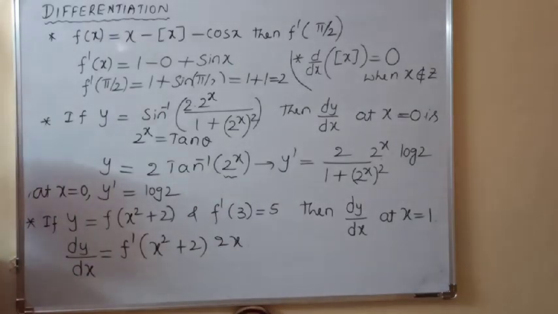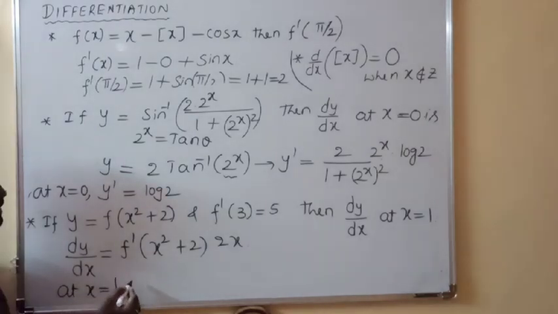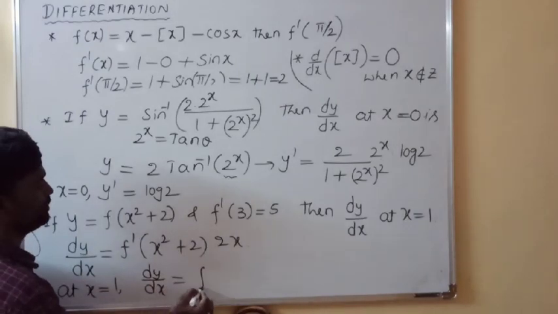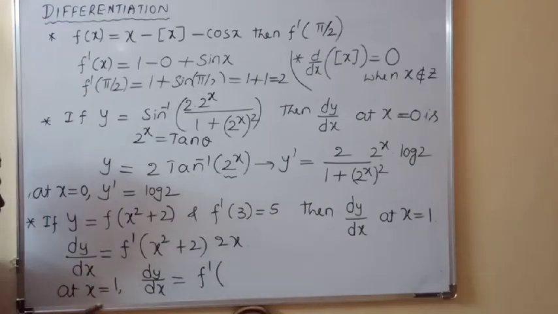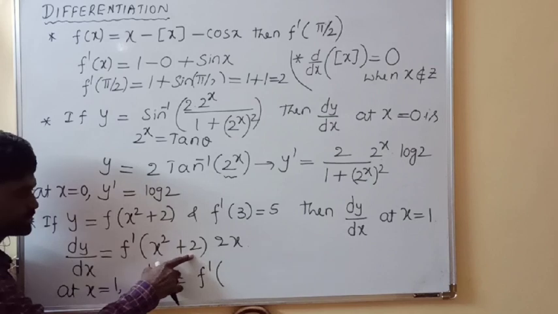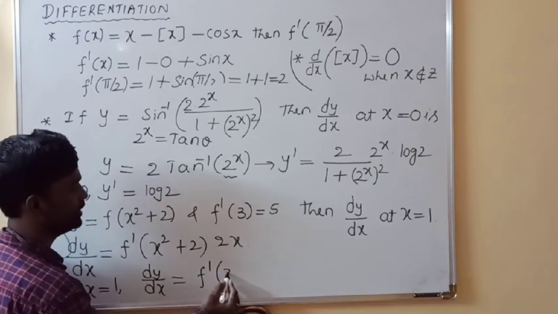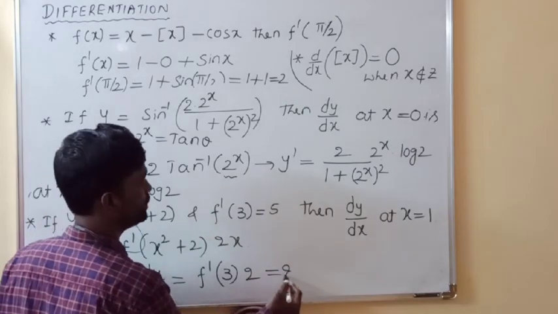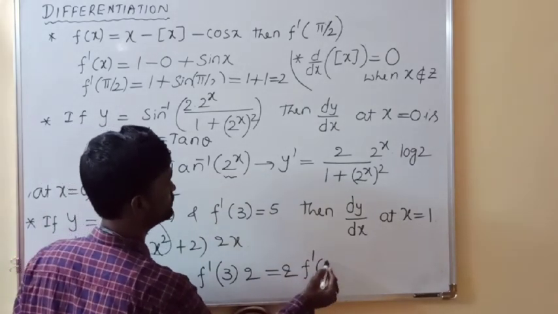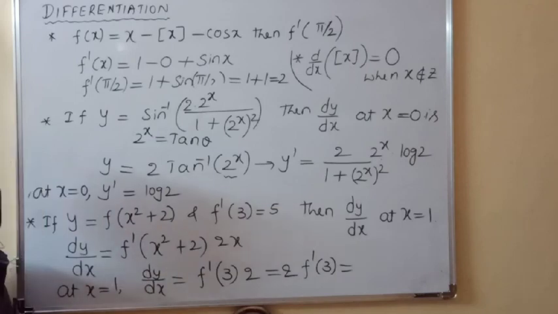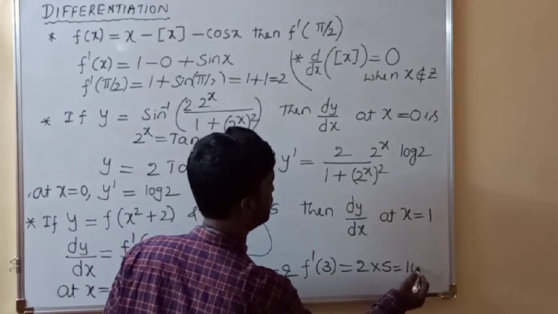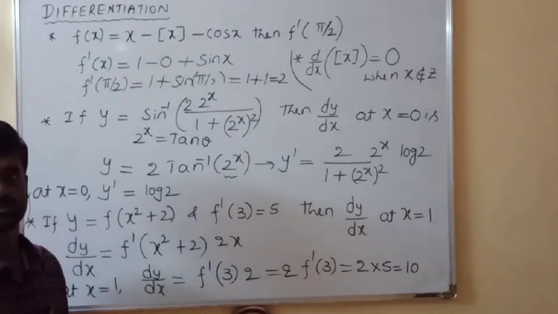Now you put x is equal to 1. At x is equal to 1, what will you get? Dy by dx is f dash of, if you put x value 1, 1 square plus 2, which is 3, into 2 into 1, which is 2. So the answer is 2 times f dash of 3. So what is f dash of 3? 5. So 2 into 5 is 10. That was the answer.